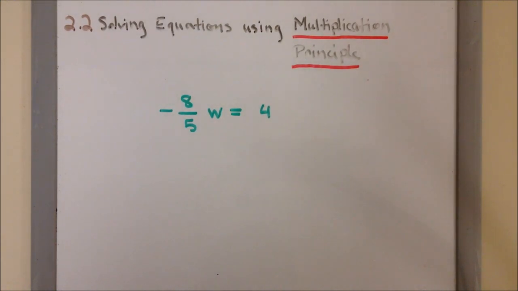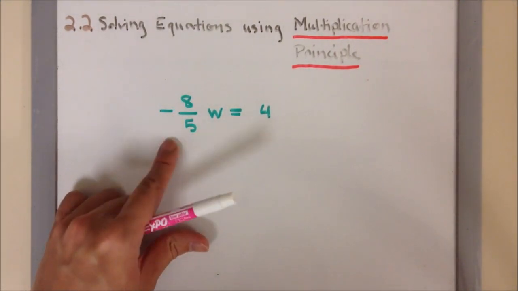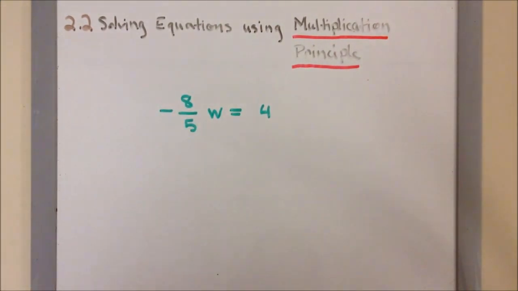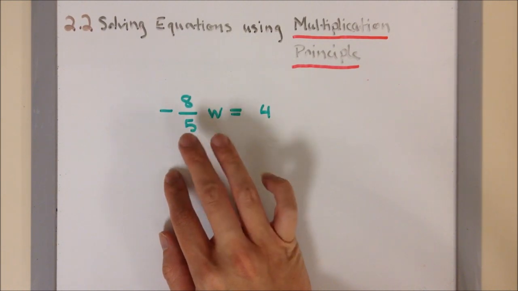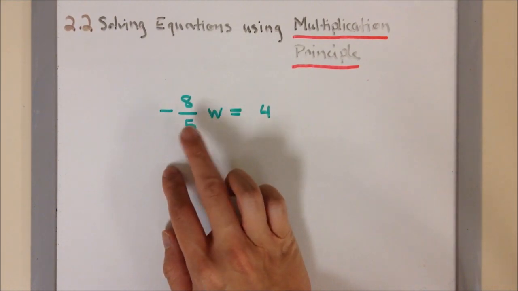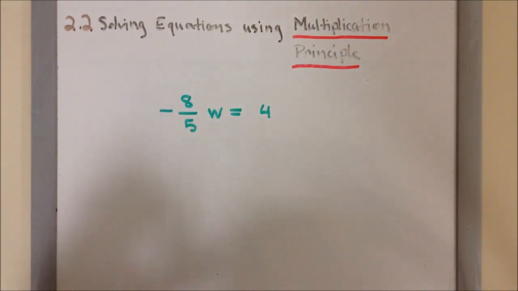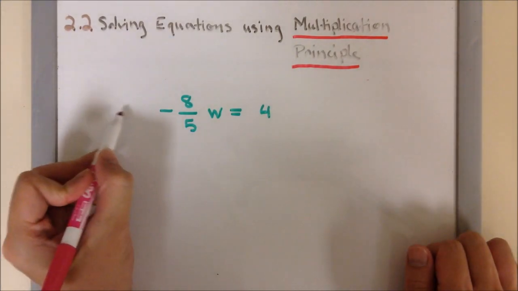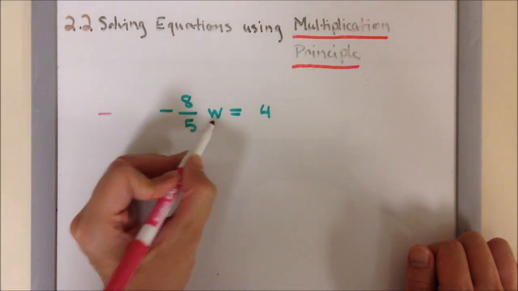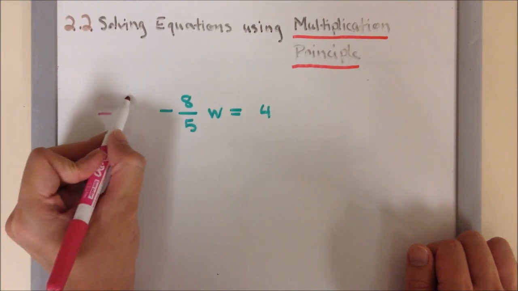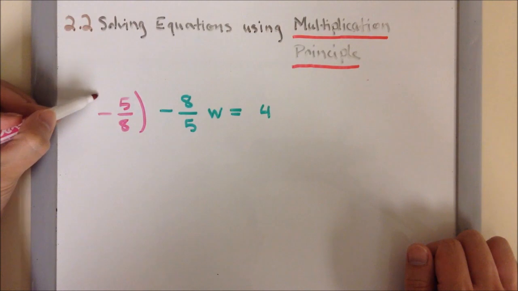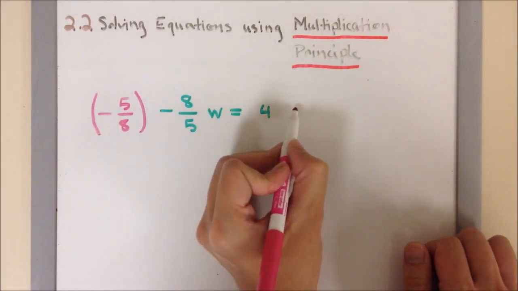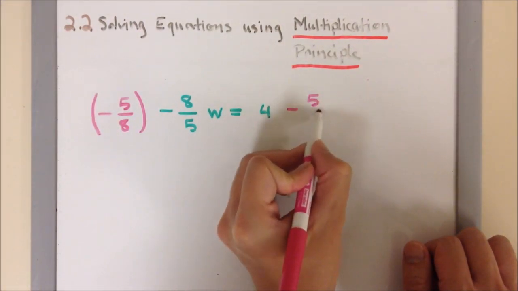In this example, we actually have negative 8/5 w equals 4. So just like in the last example, we're going to multiply by the reciprocal of the coefficient of w. What's in front of w is negative 8/5. Since it's negative, we're going to multiply by a negative because we want a positive variable, positive w. So the reciprocal is 5/8. Do the same thing on the right side. Negative 5/8.